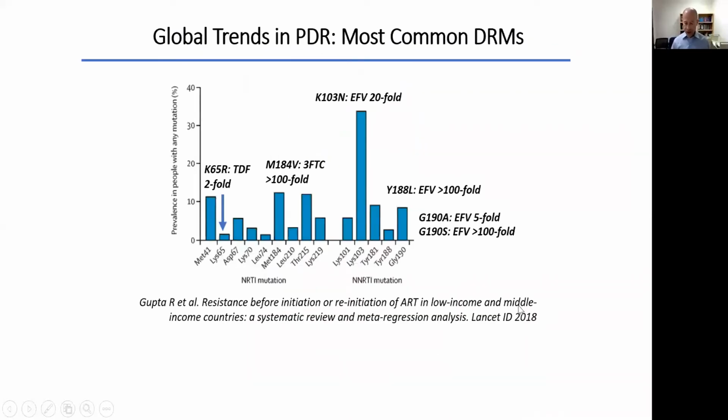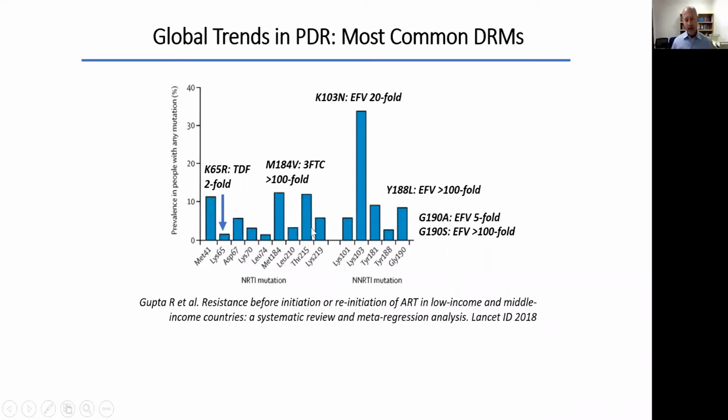This figure shows the most common drug resistance mutations observed in PDR studies. Among the NRTI-associated mutations, the most common is M184V, which is associated with high-level resistance to 3TC and FTC. Thymidine analog mutations, such as those at 41, 215, 219, were also quite common.